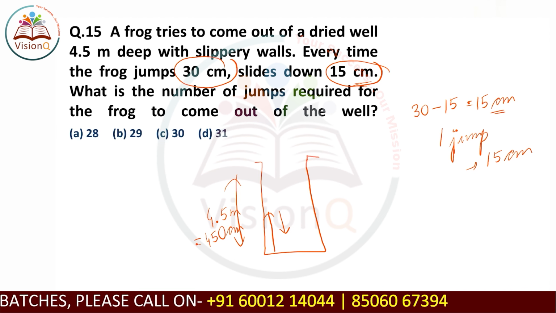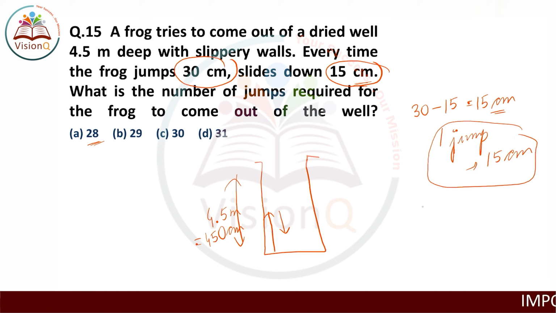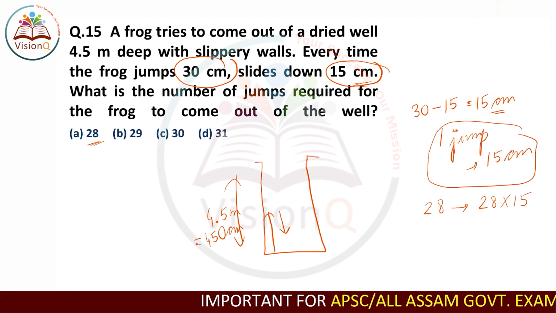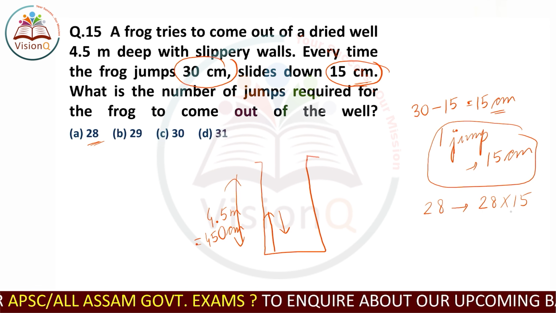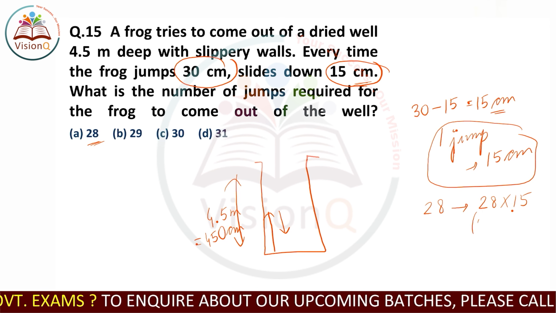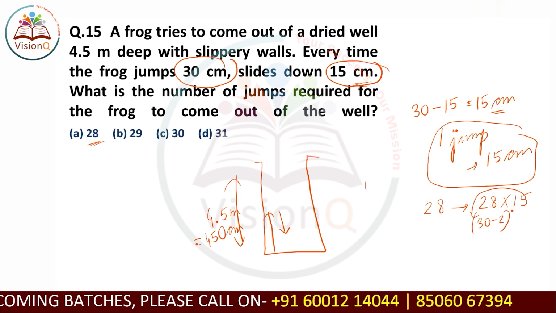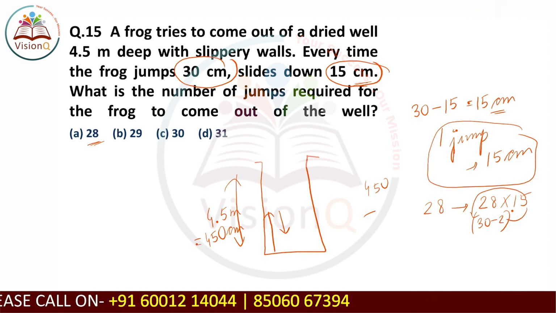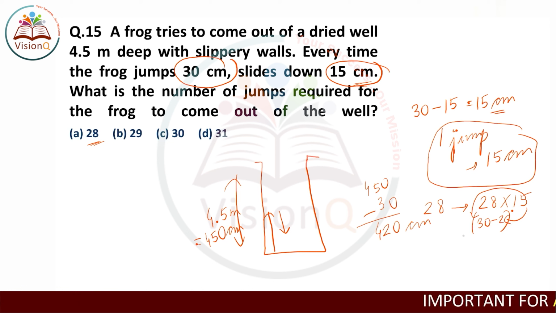Now I have to solve the question from the options. The first option is 28 jumps. Now in one jump, it covers 15 centimeter. So in 28 jumps, it covers a distance of 28 into 15. How to multiply 28 by 15? You can break 28 as 30 minus 2. 30 into 15 is 450, minus 15 into 2 is 30. So it covers a distance of 420 centimeter in 28 jumps.